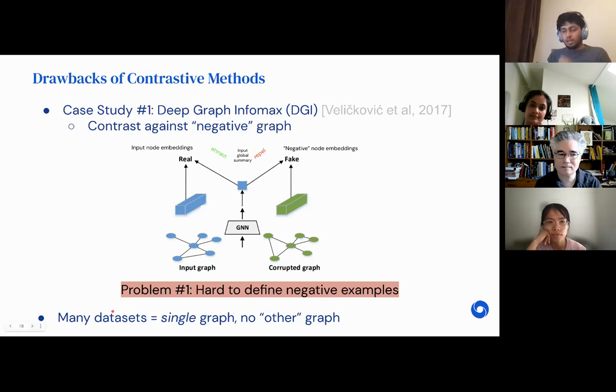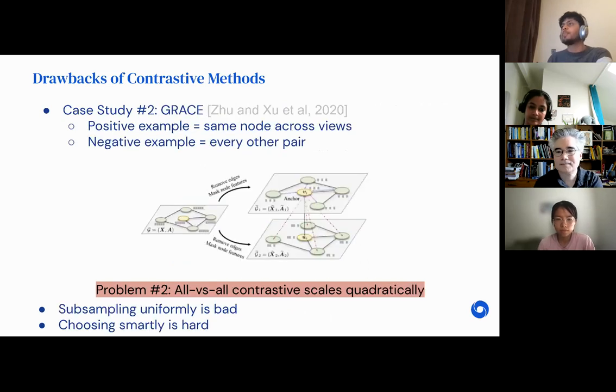That works fine for images, but for graphs, many data sets actually consist of a single graph, right? So let's say you have Google Maps where their map is like the whole world or something. And there is no other graph that you can actually sample randomly and say, this is something realistic but different. So here the problem isn't of finding a negative example, it's of constructing a negative example. And this is a much more difficult thing than just to say hard mine out of a known set of images.